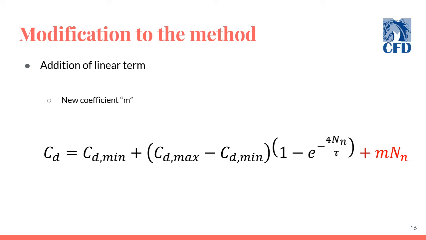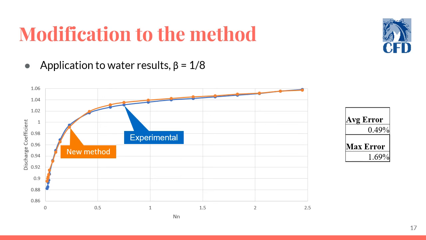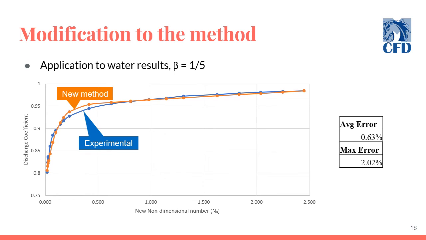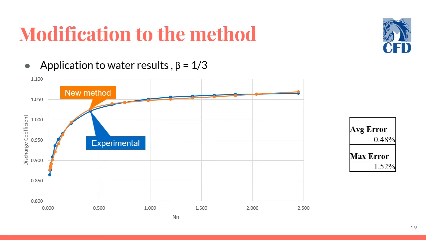Dr. Woods proposed the addition of a linear term controlled by a new coefficient m, which would compensate for this gap between the curves. After this simple change was applied to the water results, the resulting curve fits showed vastly higher accuracy for all three of the nozzles studied, with average errors between 0.5 and 0.6% and max errors ranging from 1.5 to 2%. Similar margins of error as the results gathered using air.